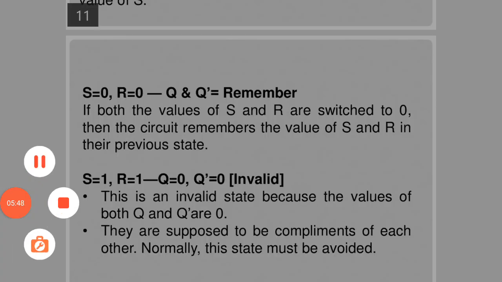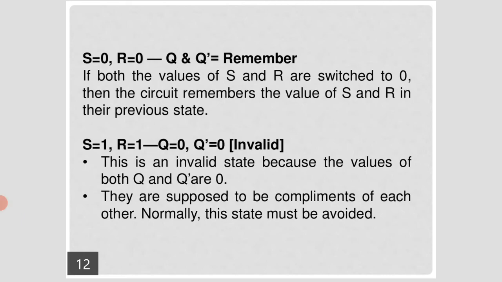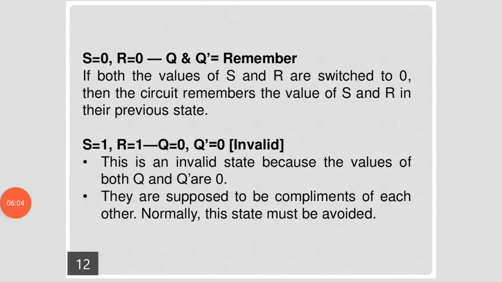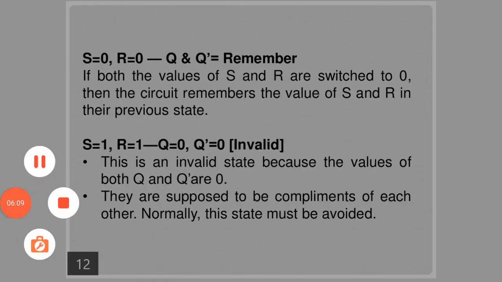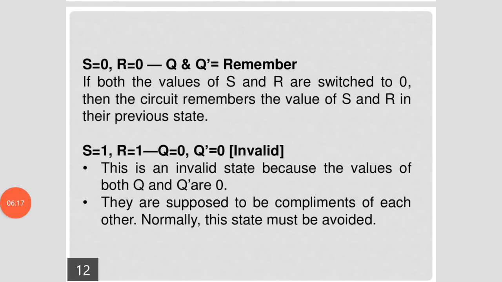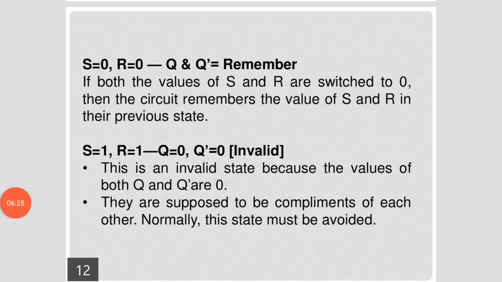S is equal to 0, R is equal to 0: remember, if both the values of S and R are switched to 0, then the circuit remembers the values of S and R in their previous state. S is equal to 1, R is equal to 1, Q is equal to 0, Q bar is equal to 0: invalid. This is an invalid state because the values of both Q and Q bar are 0. They are supposed to be complements of each other. Normally this state must be avoided. In this way we see the first flip-flop, that is called the SR flip-flop. After that, the second flip-flop, JK, we see in the next slide.